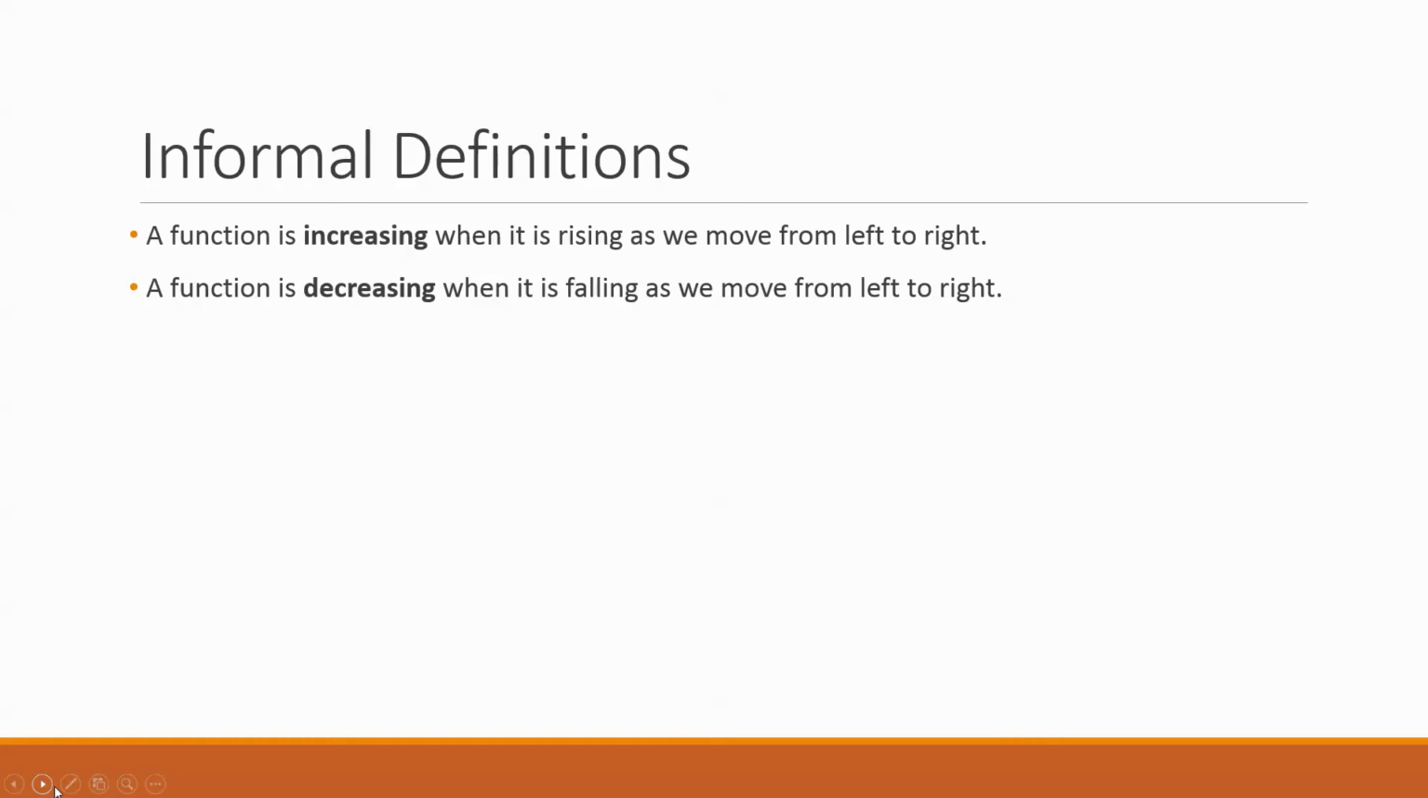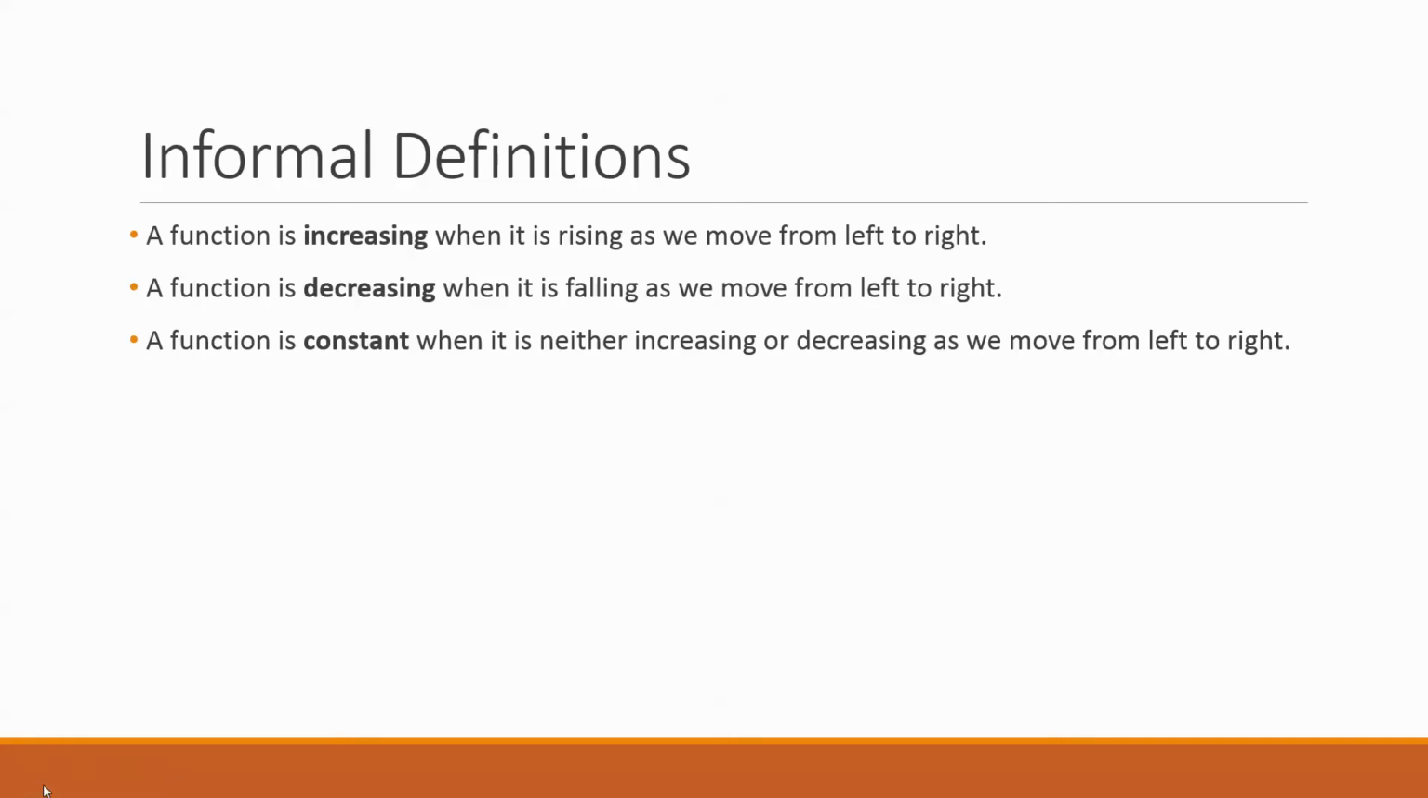A function is decreasing when it is falling or dropping down as we move from left to right. So if that function is going down as we're moving from left to right along the x-axis, then in that interval the function is considered to be decreasing. Now a function is constant when it is neither increasing nor decreasing as we move from left to right.